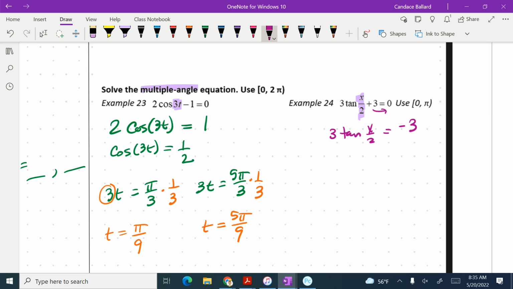Okay, what do we do with the 3 in front of the tangent? Divide it. Good. So you've got tangent of x over 2 equals, what's -3 divided by 3? Good.